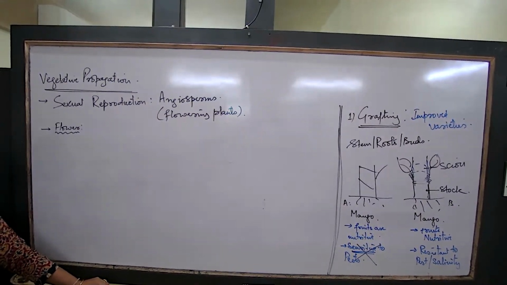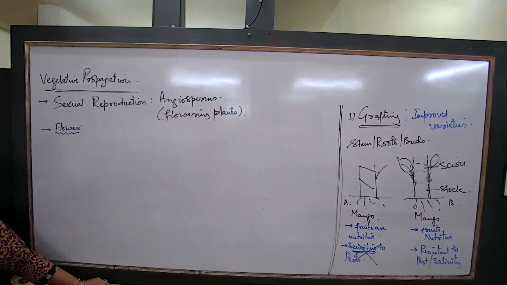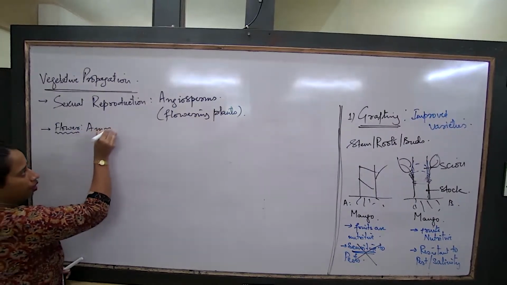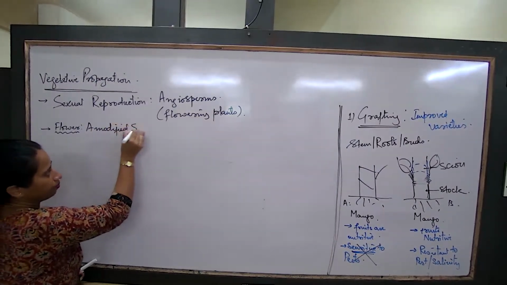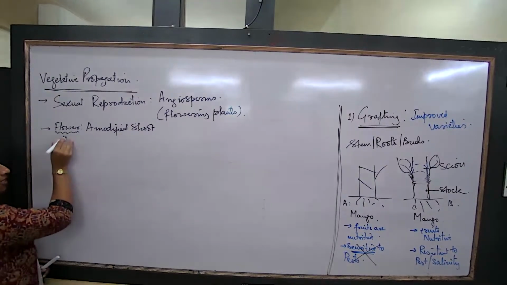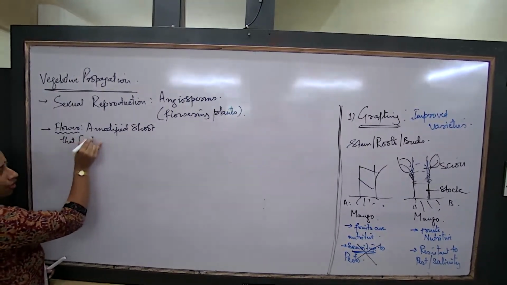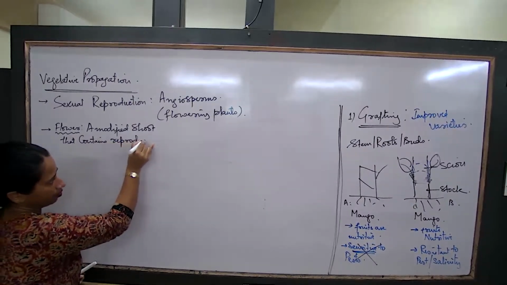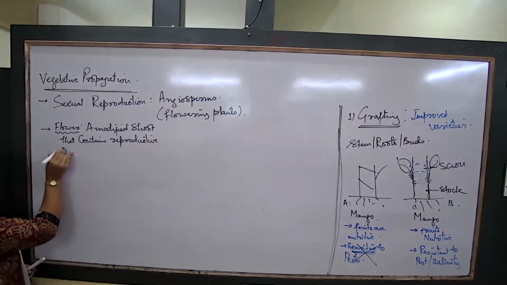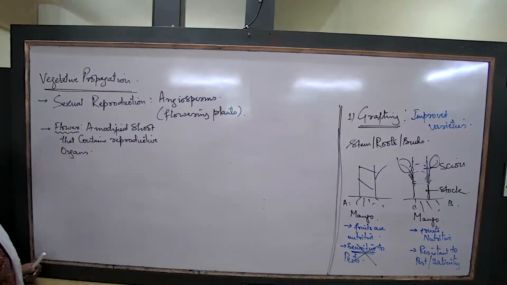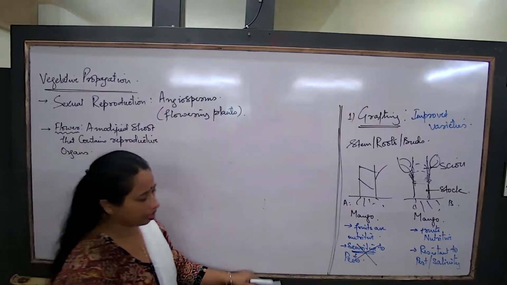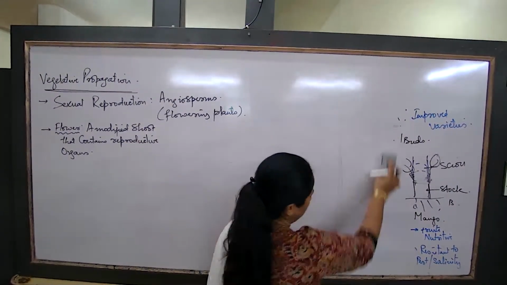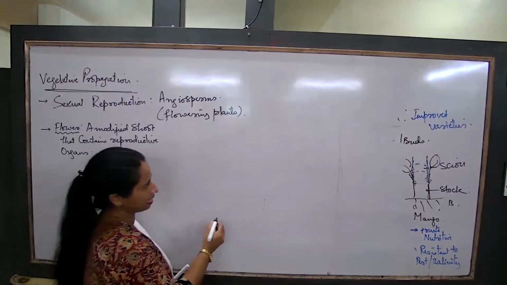A flower is a modified shoot which contains the reproductive organs of the plant. Which are the reproductive organs in the flower, and how does the process work? Let us try understanding. First of all, we'll talk about the basic structure of a flower.